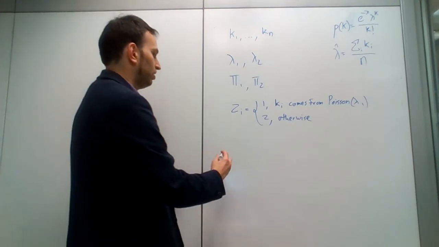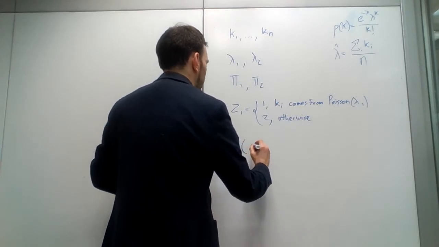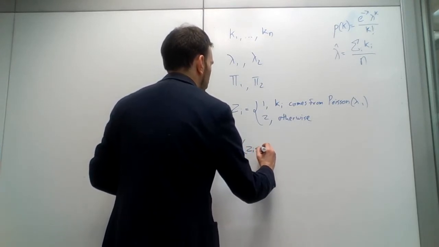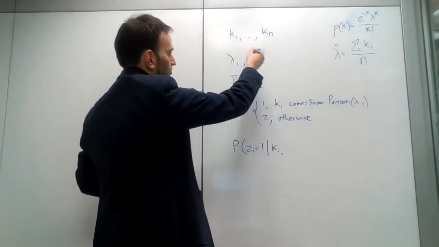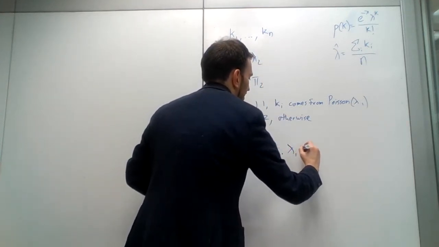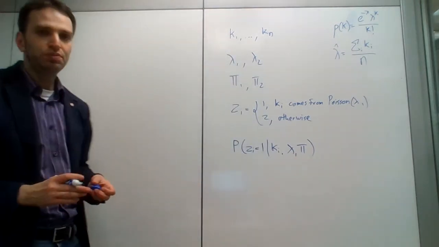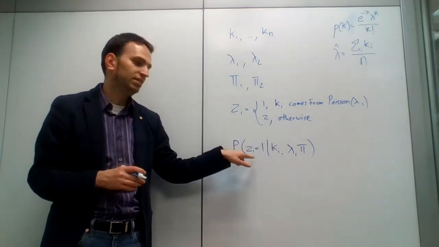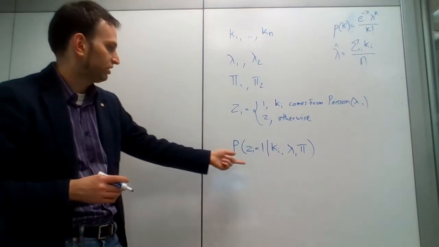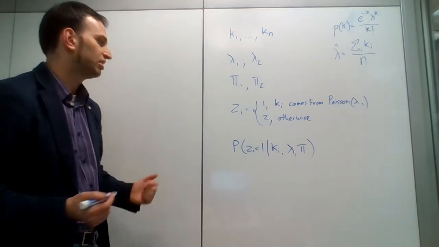If we want to write it down in the language of probability, we're interested in knowing what's the probability that zi is equal to 1 given ki, and assuming that we know the lambda and the pi. Okay? So how do we compute it? In a previous video, we already saw that we can compute ki given zi. So we should massage this into something that involves ki given zi, because that we know how to do, right?